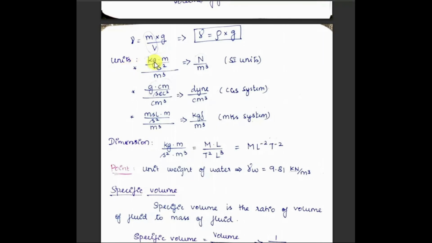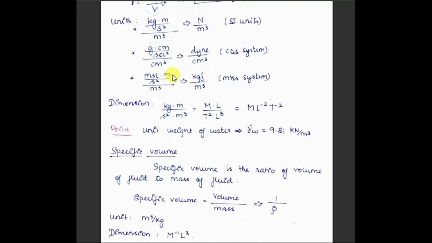So its units are kilogram for mass, meter per second square for the gravitational acceleration, and meter cube for the volume. So this whole term, kilogram meter per second square, can be written as Newton. So its unit is Newton per meter cube in SI units. Likewise, we can write gram centimeter per second square, the whole divided by centimeter cube. This whole term, gram centimeter per second square, can be written as dyne. So the whole unit is dyne per centimeter cube in CGS system. And again, metric slug meter per second square, the whole divided by meter cube. This metric slug meter per second square can be written as kgf.